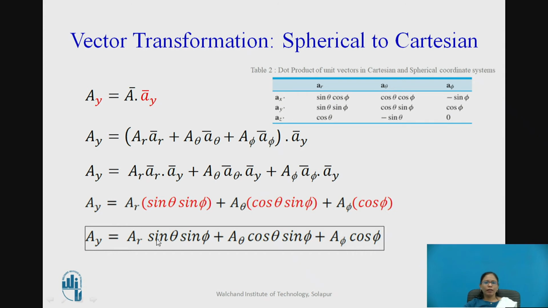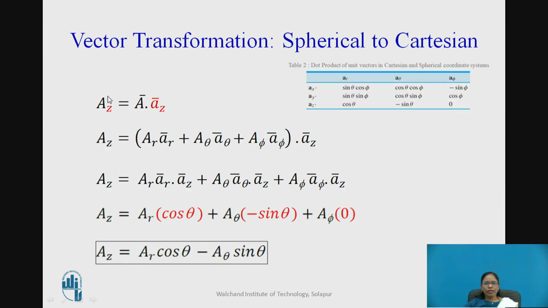And the same way I can find out AY, which is given vector dot AY bar. So given vector is in spherical, dot product with AY, I need to follow the table 2. In the table 2, I have to locate the values. AR dot AY is sine theta, sine phi. A theta dot AY is cos theta, sine phi. And A phi dot AY is cos phi. So finally I get AY as AR sine theta sine phi plus A theta cos theta sine phi plus A phi cos phi.